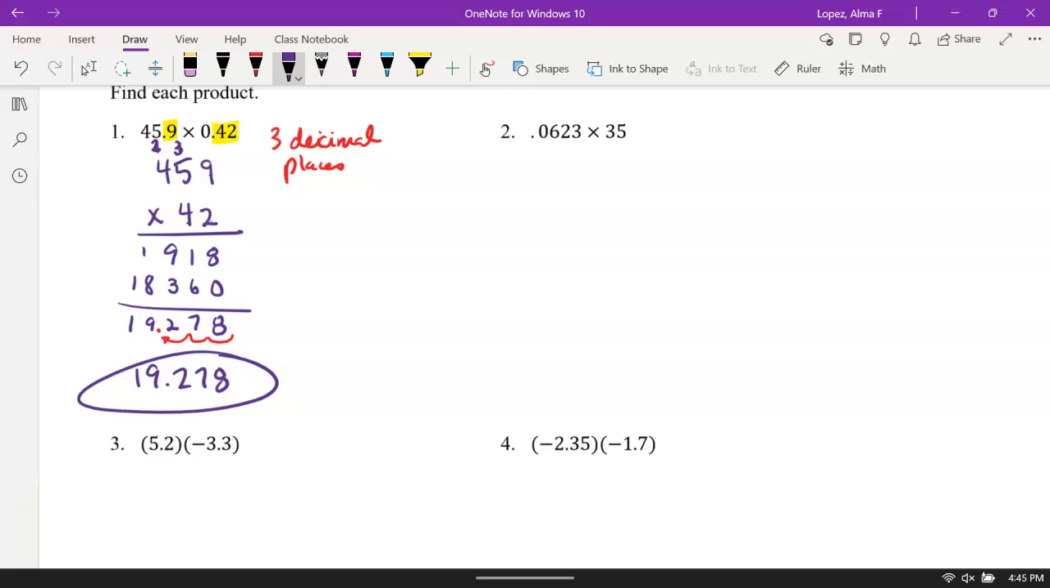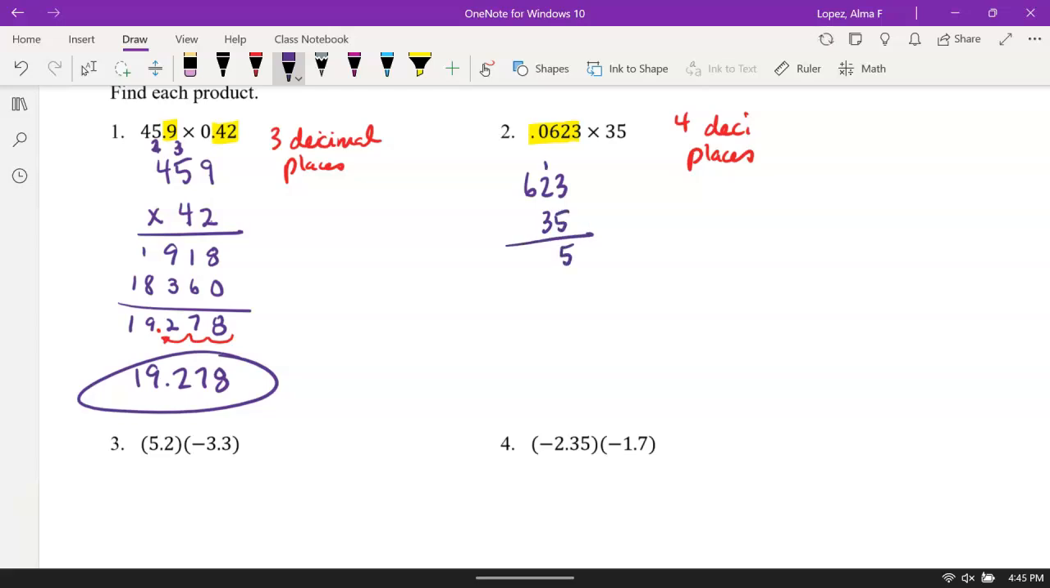Let's look at the next one. And I can go ahead and look at it and see that the answer is going to have 4 decimal places. But let's multiply. Remember, you multiply the numbers as if they are just regular whole numbers. So 623 times 35.